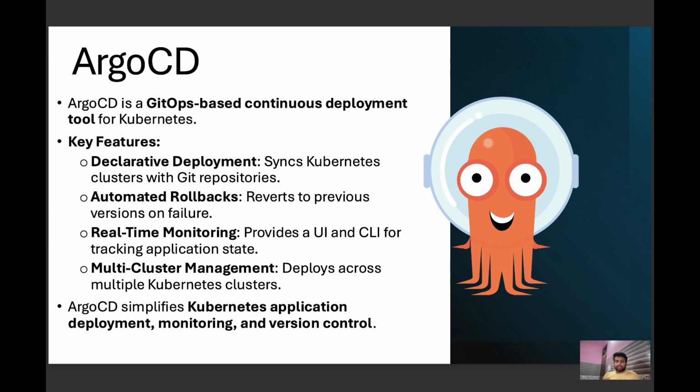Argo CD gets connected with Kubernetes, and there you can use declarative deployment, which syncs the Kubernetes cluster with Git repositories. It means that for any changes you have made in the Git repository, Argo CD will be the middleman to synchronize those repository changes with Kubernetes.